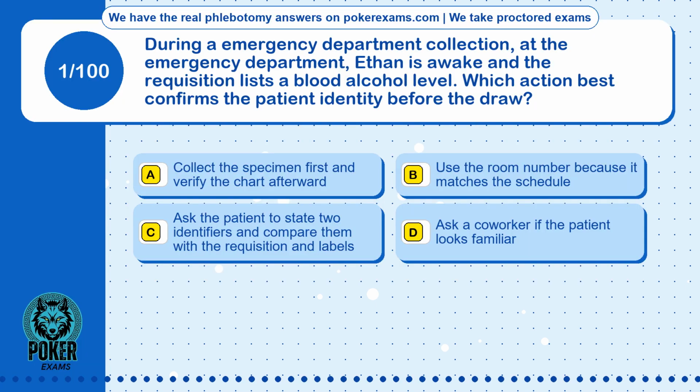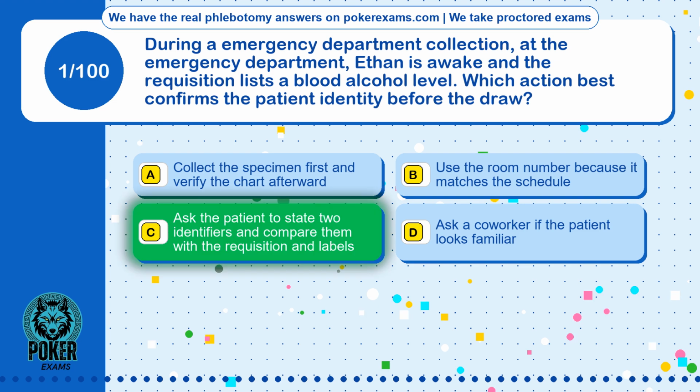Question 1. During an emergency department collection, Ethan is awake and the requisition lists a blood alcohol level. Which action best confirms the patient identity before the draw? Option A. Collect the specimen first and verify the chart afterward. Option B. Use the room number because it matches the schedule. Option C. Ask the patient to state two identifiers and compare them with the requisition and labels. Option D. Ask a coworker if the patient looks familiar.